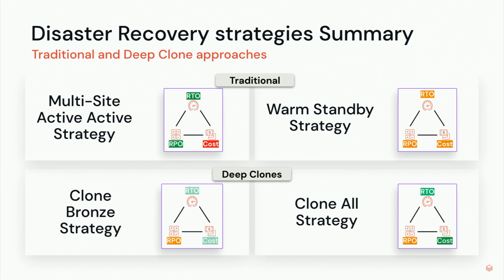So this is the summary, wherein, as I said, active-active has the best RTO and RPO, however, the cost is on the higher side. Warm standby is active-passive. The cost is on the lower side, but RTO and RPO are a little bit on the higher side, and we are trying to optimize the RTO, RPO as well as the cost using deep clone strategies. So with that, I will hand it over to Shashidhar, who will go through what deep clones are and how we can use these deep clones for disaster recovery.